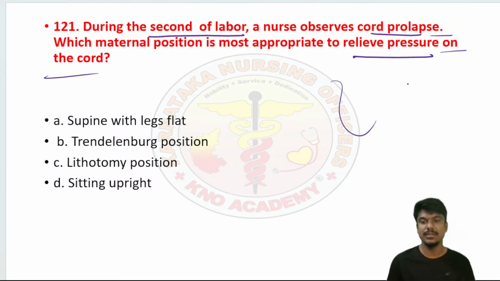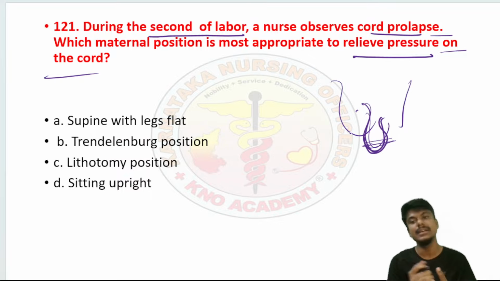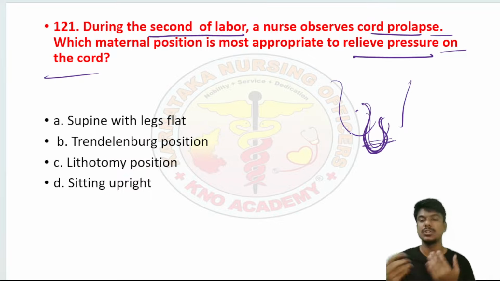If the umbilical cord is visible at the vaginal outlet, the fetal head will be compressing the umbilical cord. To relieve the compression on the umbilical cord, the examiner is asking which position is given in case of cord prolapse.